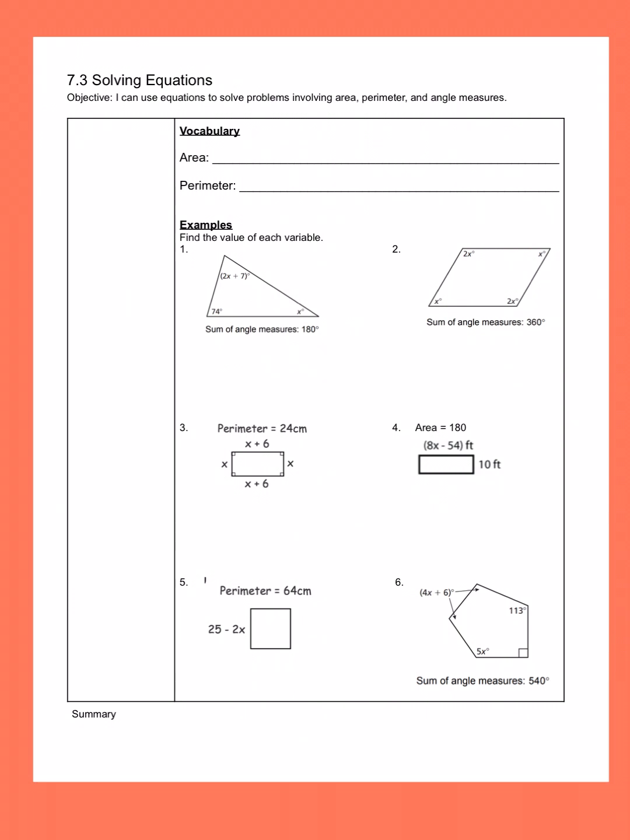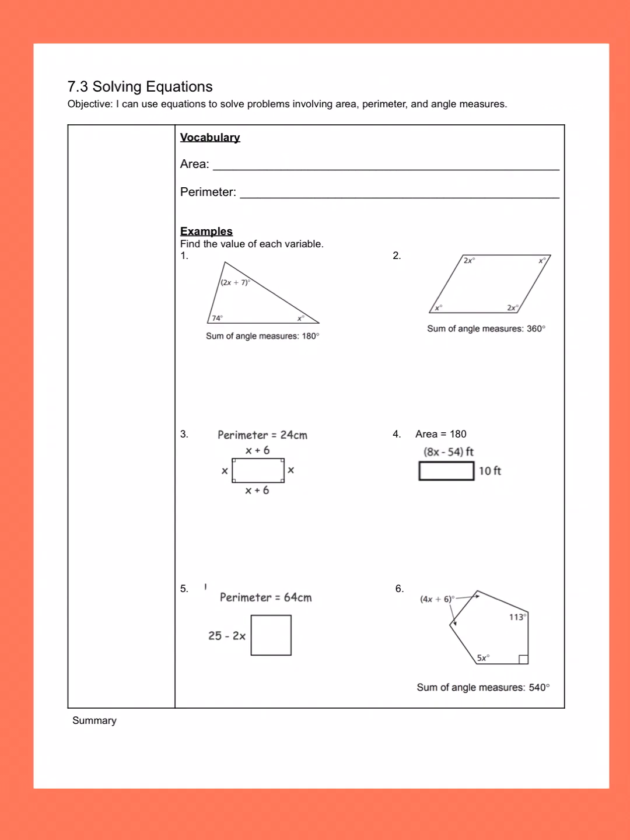If we're looking for area, that is the amount inside the shape. Or we can say it's the space inside the shape. And this is talking about just a 2D figure. And the perimeter is the distance around the shape.